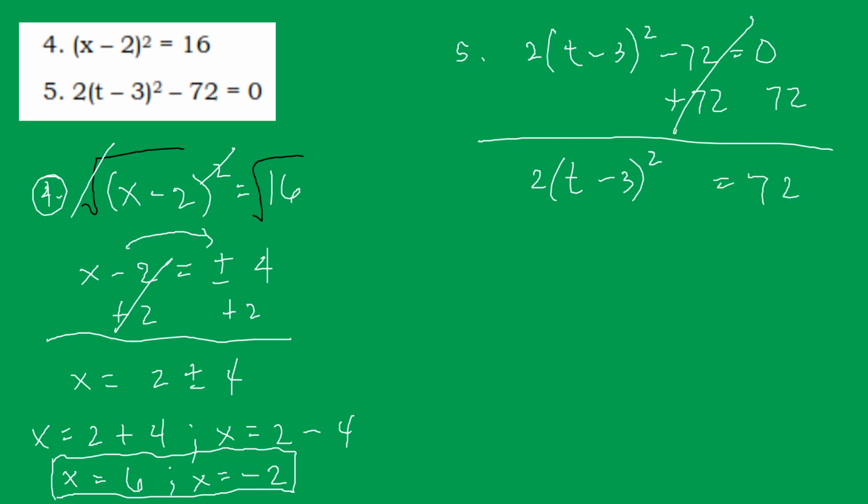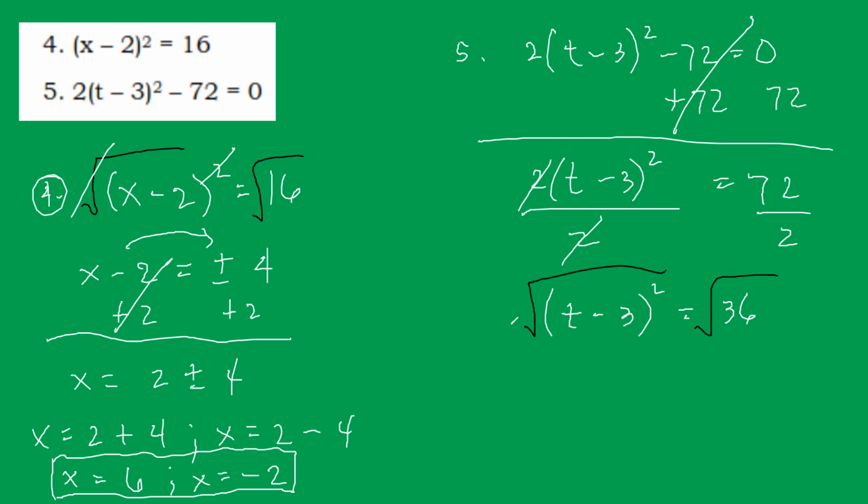And then, kung mapapansin nyo, meron pa tayong 2 sa tabi noong t minus 3 squared. So, we need to get rid of that. And for us to do that, divide lang natin siya both sides. Cancel po natin yan. So, we have t minus 3 squared is equal to 72 divided by 2, which is 36. And then, nagpunta na tayo dito sa ating original form or yung ating kailangang form na x squared is equal to c. Then, getting the square root of both sides, we have t minus 3 is equal to the positive negative square root of 36, which is 6.